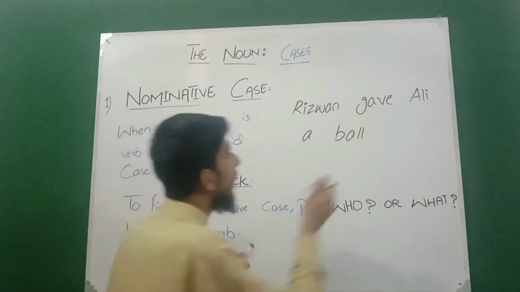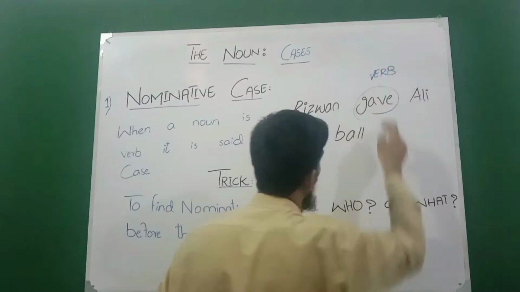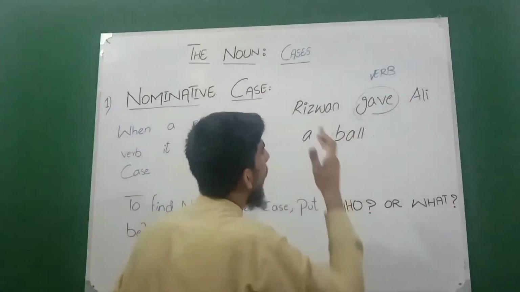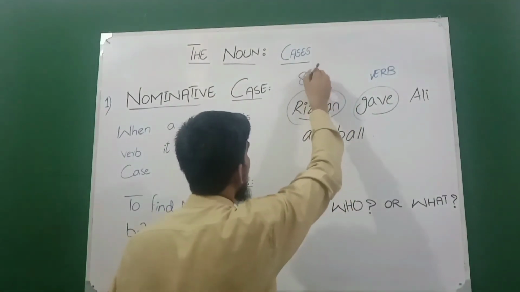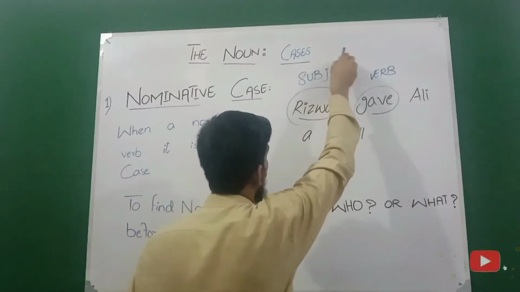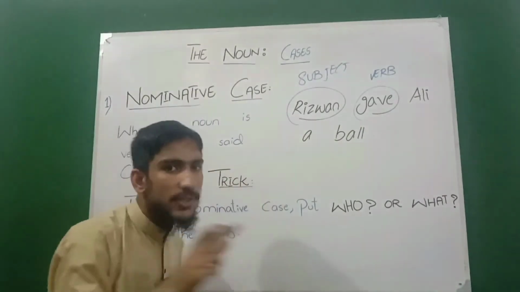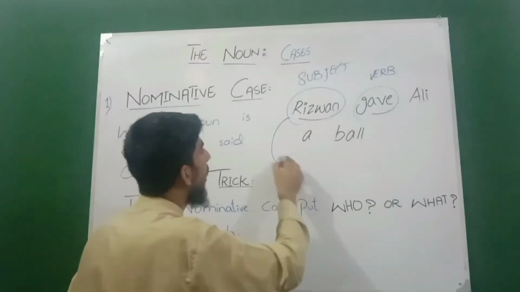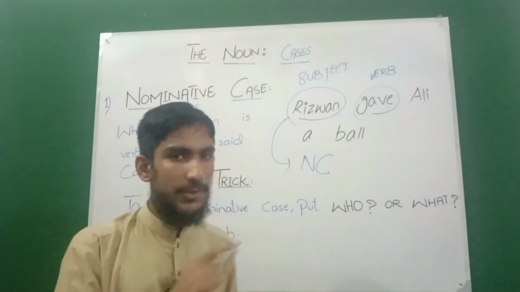So in this sentence, gave is basically a verb. So what should we do? We should put who or what. Remember, who gave Ali a ball? The answer is Rizwan gave Ali a ball. So Rizwan is here the subject, and Rizwan is also a noun. When a noun is used as subject of the verb, it is said to be in the nominative case. Rizwan is a noun and it answers the question who. That's why Rizwan is here in nominative case. Hope you understand nominative case through this example.